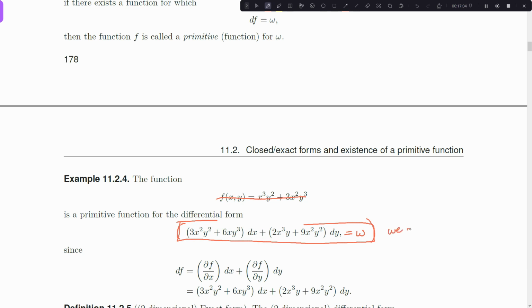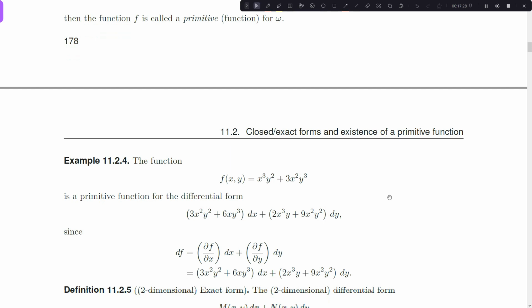So we don't know omega is a differential form or a total differential until we find a primitive. But in this case, we were given the primitive, which is useful, right? We just verified that was a primitive for the differential form.